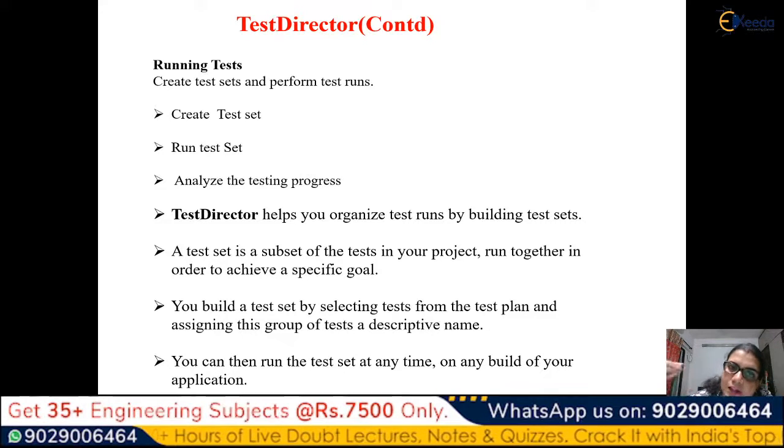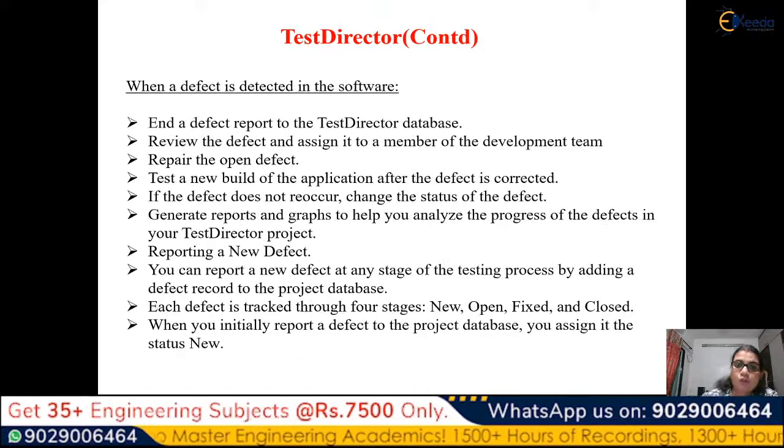That means to see whether your output is according to the customer requirement or not. If it is not, then you have to work on it. So you need to build a test set by selecting tests from your test plan and assigning this group of tests a descriptive name. Again, this is the same thing, but we are studying it as customized in a tool. Then the test can be run anytime, and you can build up your application to see whether those defects have been resolved or not.